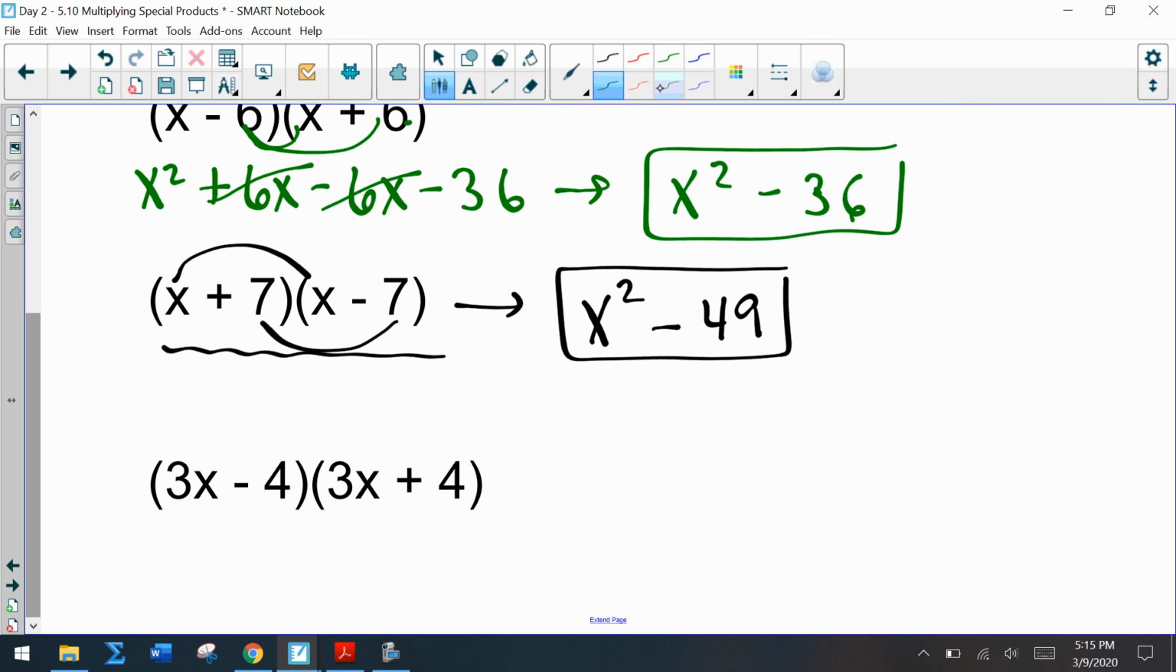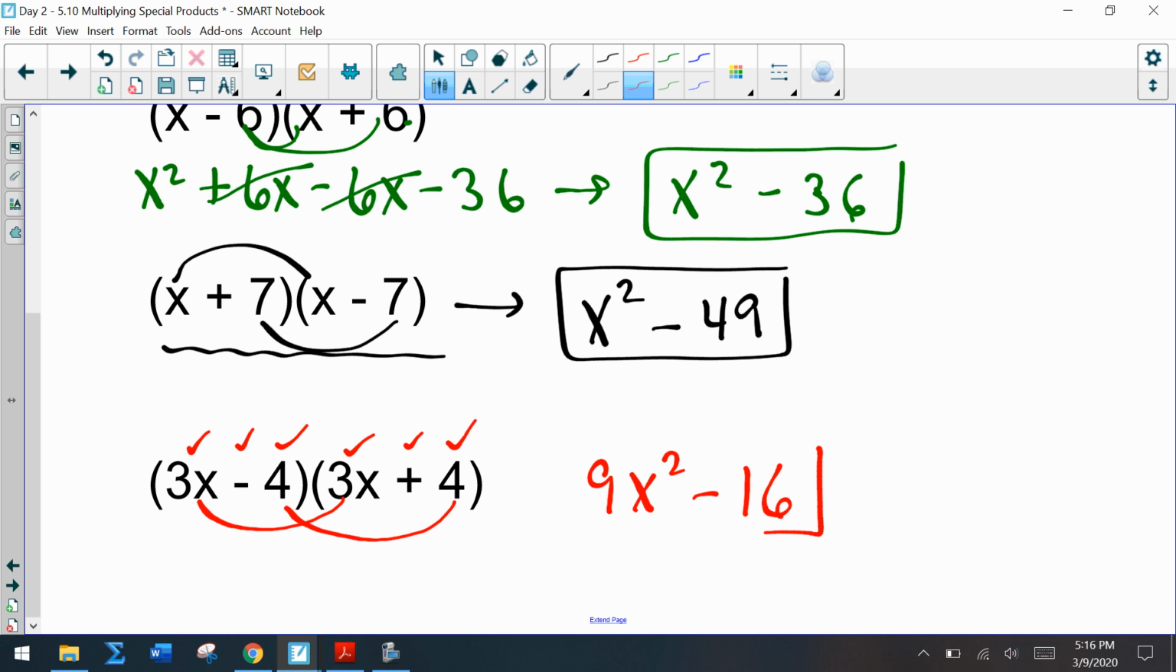So if we recognize that same pattern here, our first terms are the same, our last terms are the same, and are the signs different? Sure. So what if we multiplied our first terms and then multiplied our last terms? We get 9x squared minus 16. And if you don't believe me, you can always multiply it out until you see the pattern. And this pattern you don't have to use, but it may be helpful.